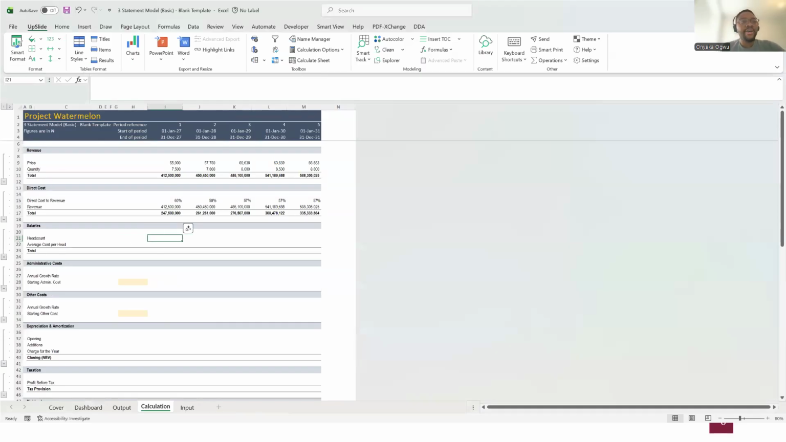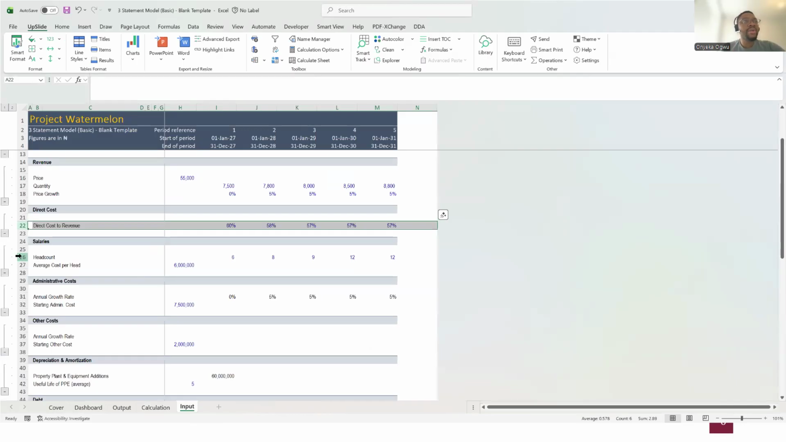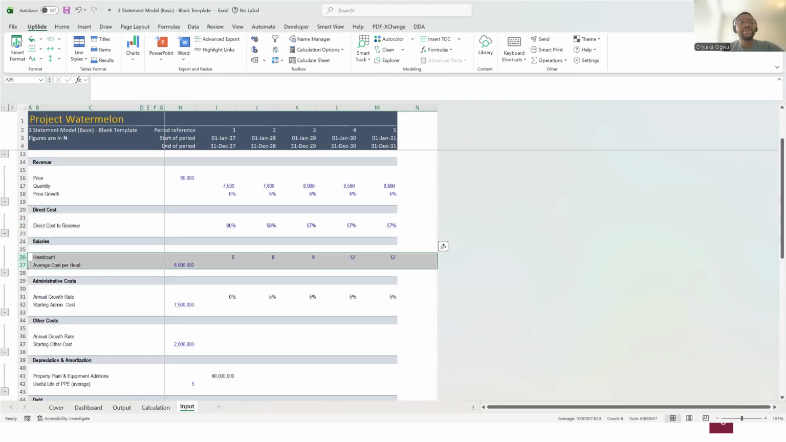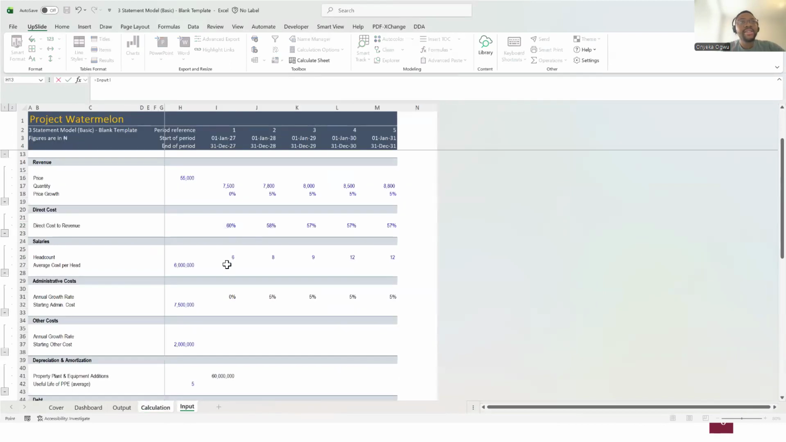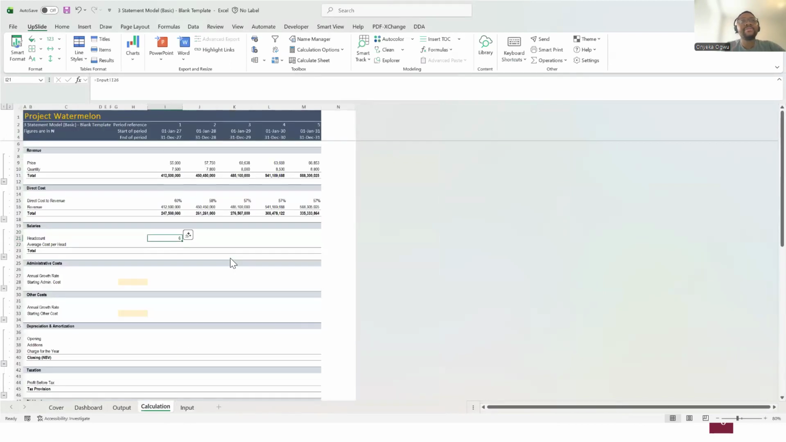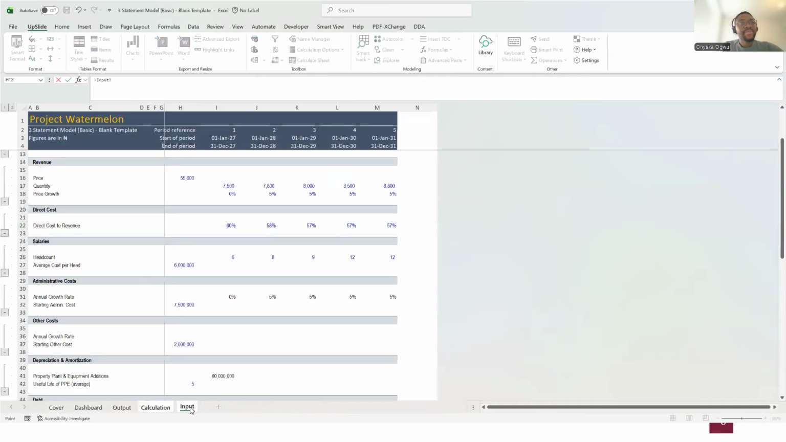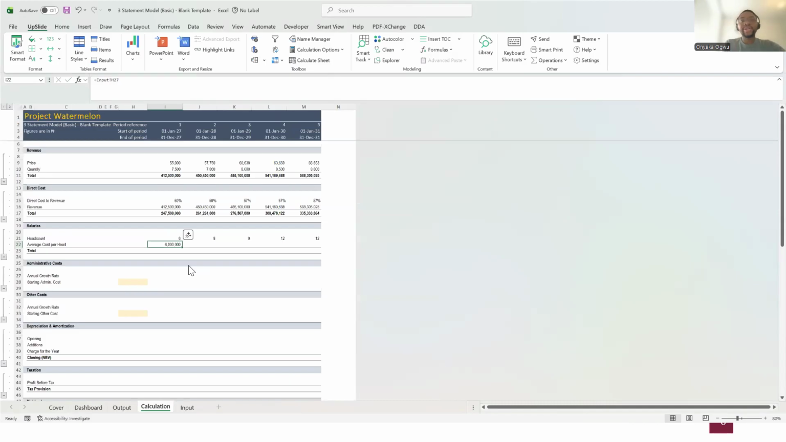So now, for the salaries, what they give us is the head count and average cost per head. The head count is this, and we have the head count already: 6 employees, 8, 9, and so on, and we copy it here. The next thing is the cost per head. We have it here as 6 million per head for year one.